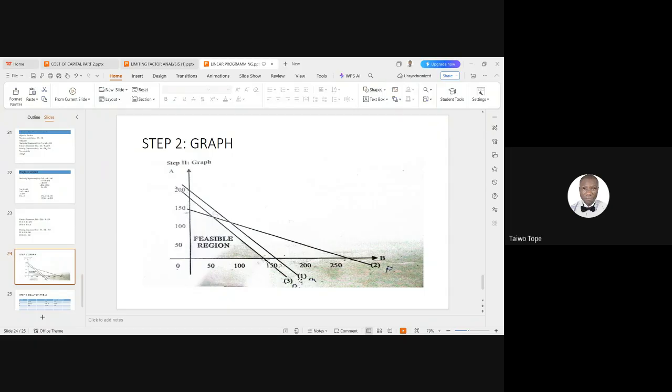Then for foundry, if B is 250, this is the B axis. If B is 250 here, what is A? If B is 250, A is 125. So I should have an asterisk here, and my 125 should be within this region, this middle point here. So once I connect 250 to 125, I draw the line across.